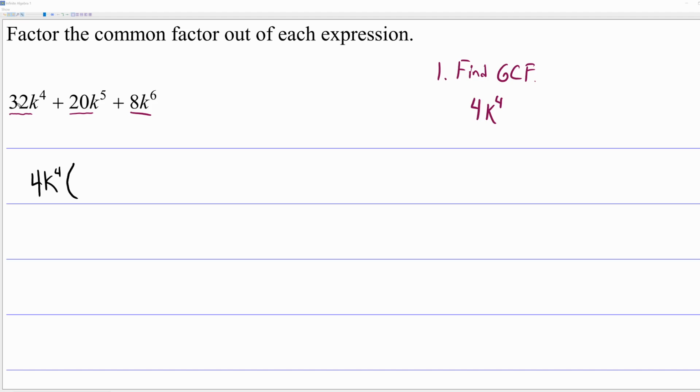There's a subtle distinction between division and factoring that's not worth going into in this video. But anyway, 32 divided by 4 is 8. We had 4 k's, but we took 4 out, so we don't have any left. And now we move on to the next term. 20 divided by 4 is 5. We had 5 k's, we took 4 out, so there's 1 left. 8 divided by 4 is 2. We had 6 k's, we took 4 out, meaning there are 2 left.